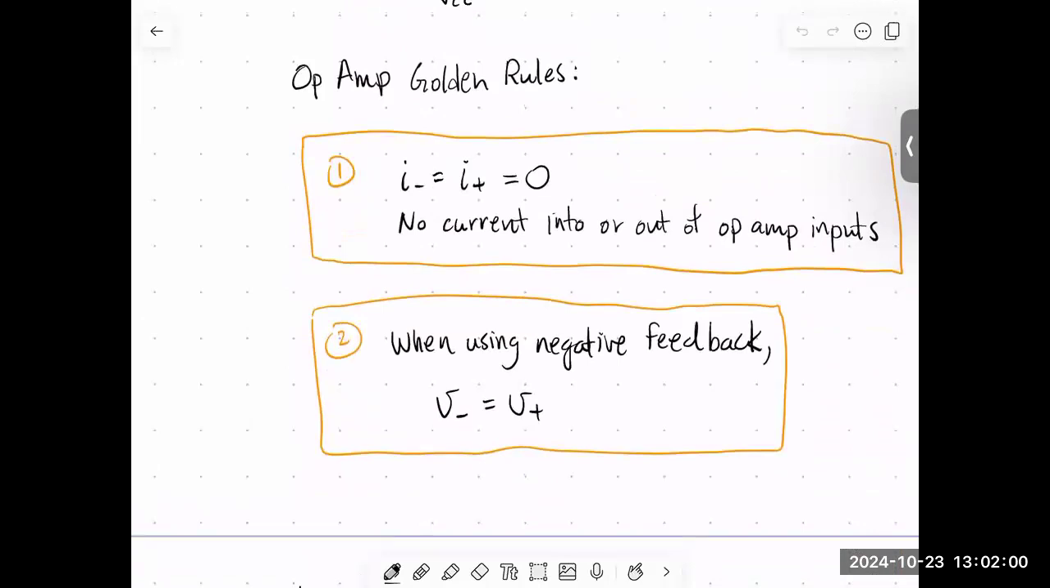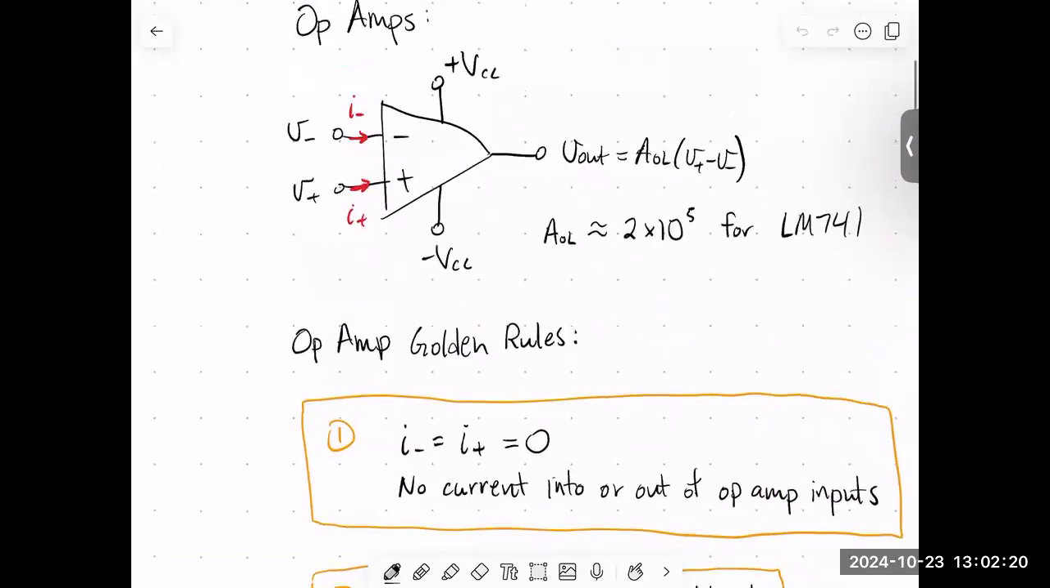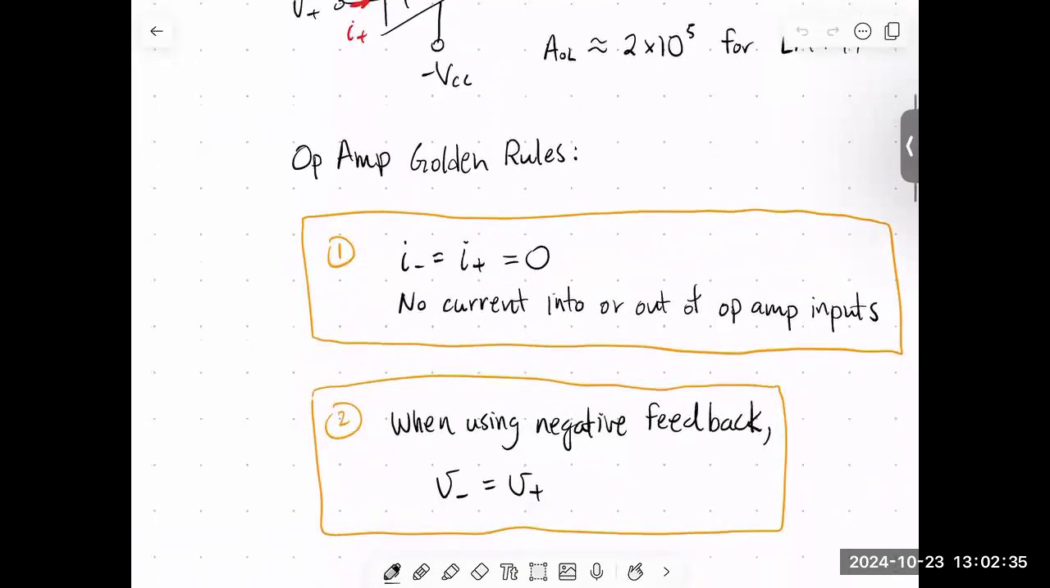So what we ended with last time were the two golden rules for analyzing op amp circuits. The first golden rule was that the input impedance to the device was very large. And that just means that there's no current going into the op amp inputs. So if we look at the circuit, the I minus and I plus are currents that are fed into the inputs or maybe coming out of the inputs. Those are always going to be 0. That golden rule more or less always applies.